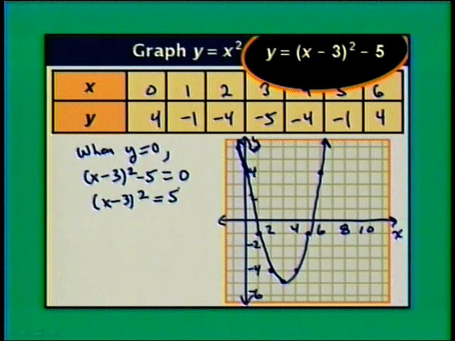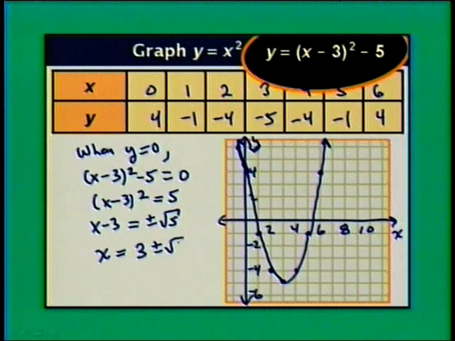square root property that tells me that x - 3 has got to equal plus or minus the square root of 5. So when I add 3 to both sides of this equation, I get that x equals 3 plus or minus the square root of 5. So our x-intercepts must be the points (3 + √5, 0) and (3 - √5, 0).